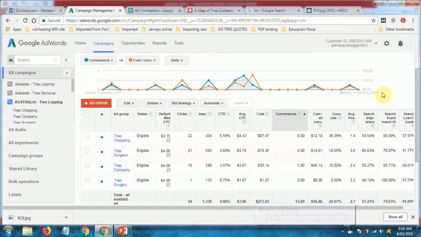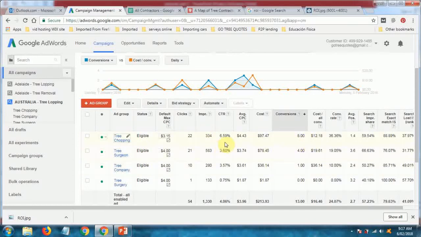So just to show you what I'm talking about specifically, I'm not going to get into too much detail. We'll talk more about this in the next video. But let's have a look at tree surgeon. Okay, you'll notice I've got a few different keywords like tree chopping. So it's probably not a keyword you guys are using, but hey, I got 8 conversions out of it, and they only cost me $12 a conversion.